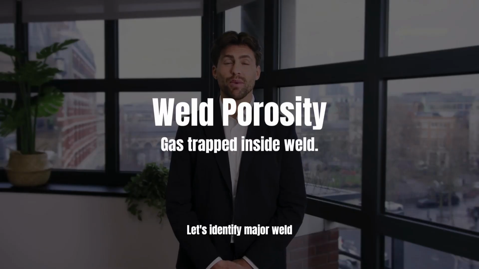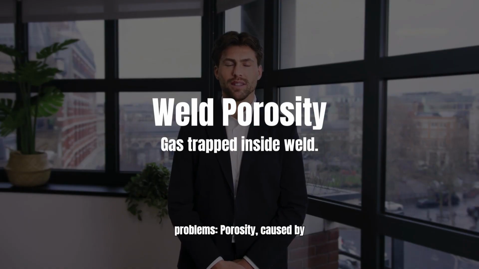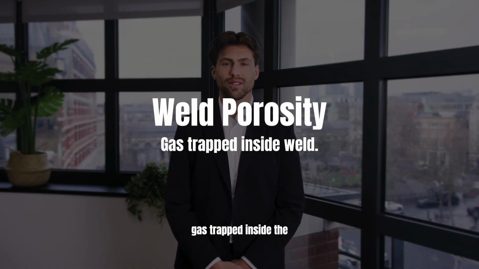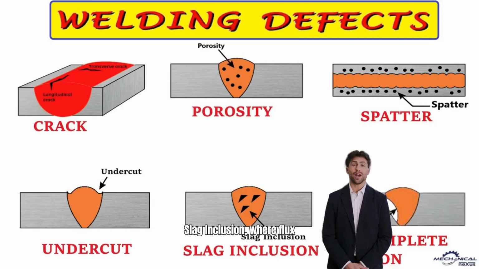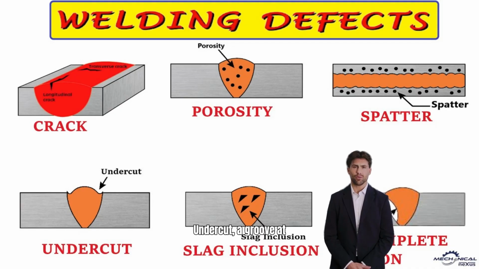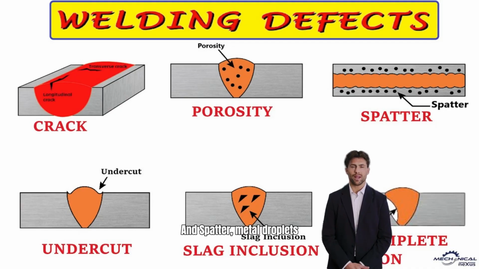Let's identify major weld problems. Porosity, caused by gas trapped inside the weld. Cracks, due to rapid cooling, wrong electrodes, or hydrogen embrittlement. Lack of fusion, from wrong heat or incorrect technique. Slag inclusion, where flux gets trapped inside. Undercut, a groove at the weld toe. And spatter, metal droplets scattered around the weld.